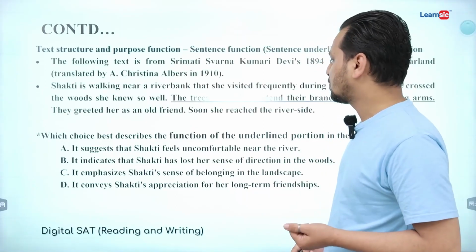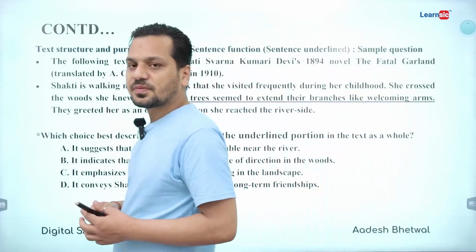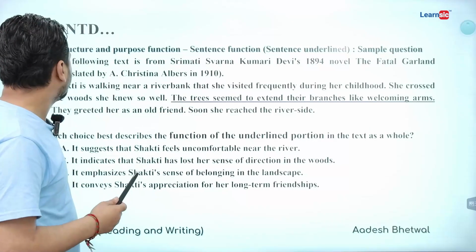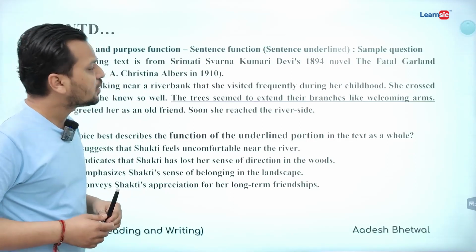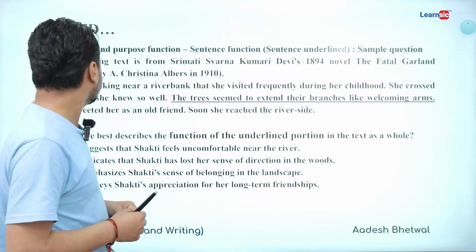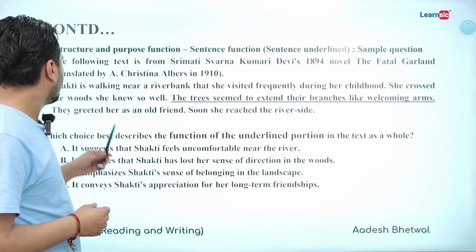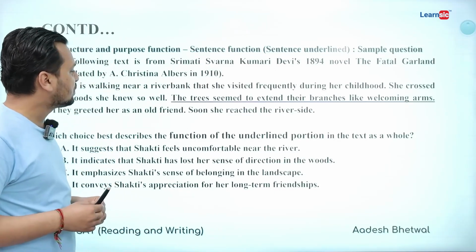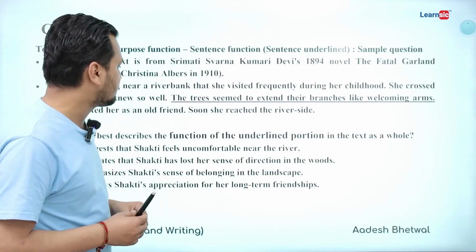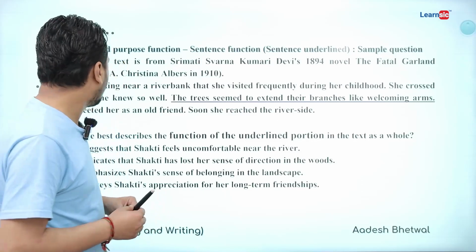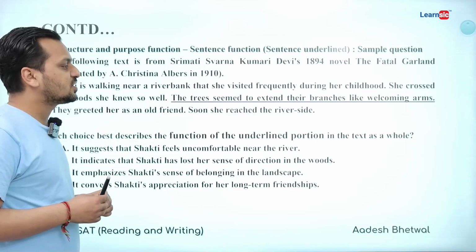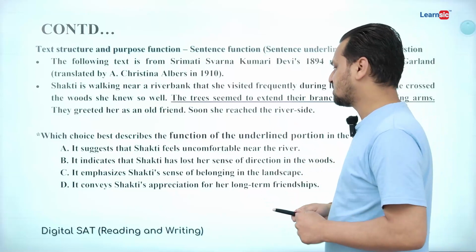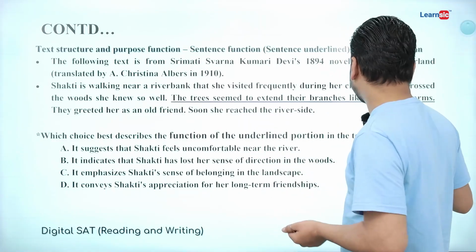So you'll be getting text like this. This particular sentence has been underlined, and you need to find what function this underlined sentence serves. The following text is from Srimati Savarna Kumari Devi's 1894 novel The Fatal Garland, translated by A. Christina Alberts in 1910. Sakti was walking near a river bank that she visited frequently during her childhood. She crossed the woods she knew so well. The trees, now our underlined sentence has begun, the trees seemed to extend their branches like welcoming arms. They greeted her as an old friend. Soon she reached the riverside, and you have these options. Now you need to find what function this underlined sentence has.